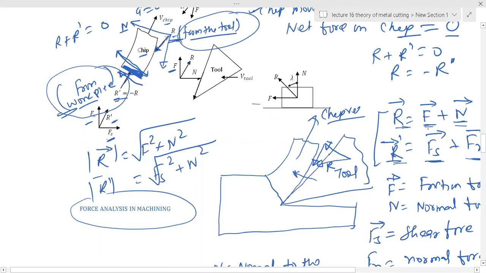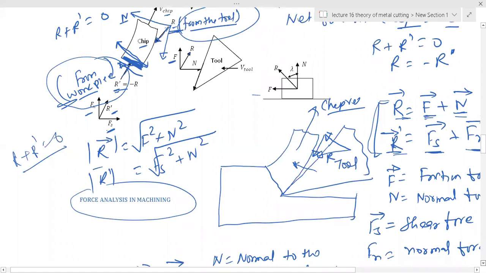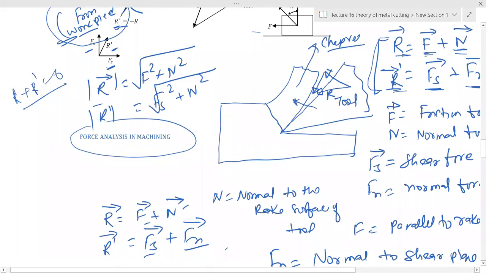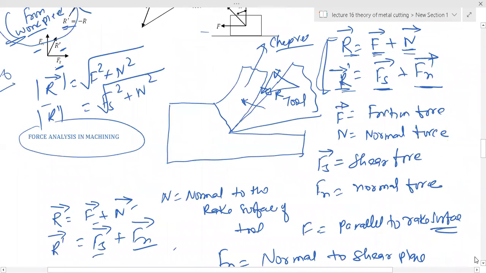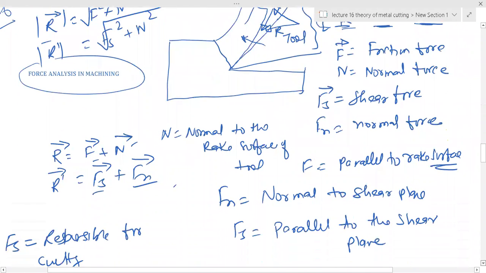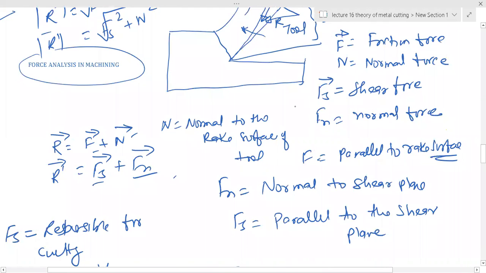So resultant R is equal to this. These were the conditions, right? So R plus R dash is equal to zero because the chip is moving. The net force on the chip is zero. Already we discussed that. This is the shear force, and that is the normal force to the shear plane, and these two forces act from the workpiece.